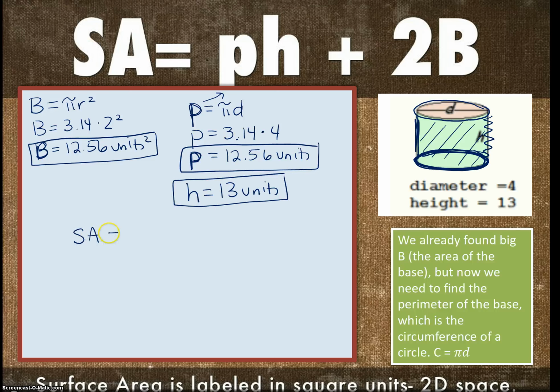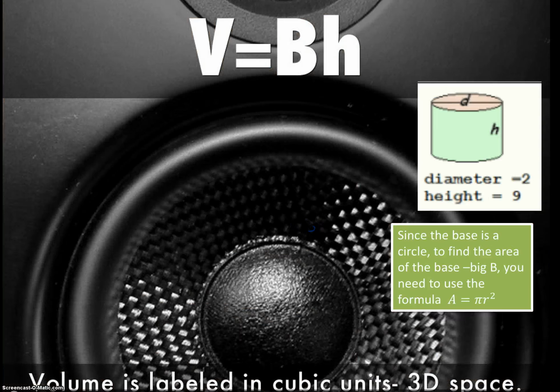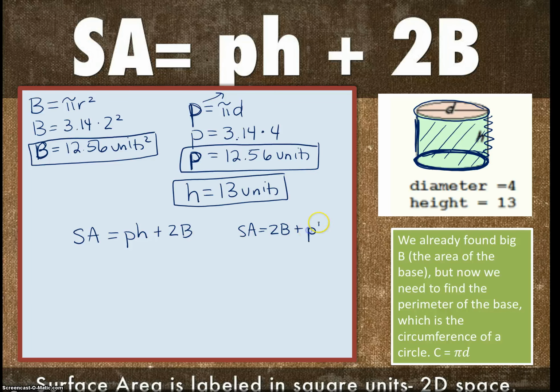So you write surface area is perimeter times height plus 2 times the area of the base. You might also see it on the MCAs looking like this. It's the same formula using the commutative property of addition if it's written like that. We're going to write it like this today because that's how I formulated it out for you. So I plug in my perimeter right there. Put 12.56. Put a multiplication sign because it's multiplied by the height of 13.